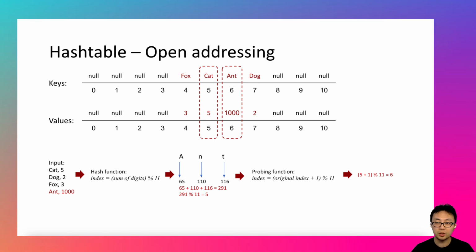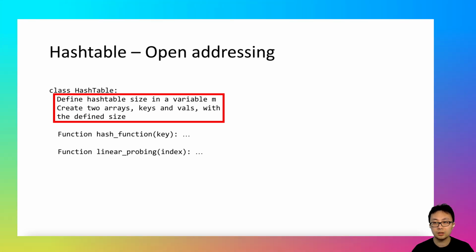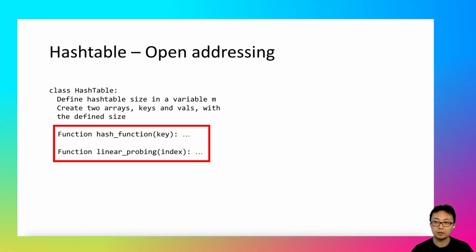Let's move to the implementation of Hashtable. The implementation will be using this open addressing to handle collisions. Let's start with the Hashtable class definition. You will start by defining the size for the Hashtable class and declare 2 arrays of the same size, one array to represent the keys, while the other represents the values. There would be 2 functions that are necessary for this class, the hash function and the probing function.